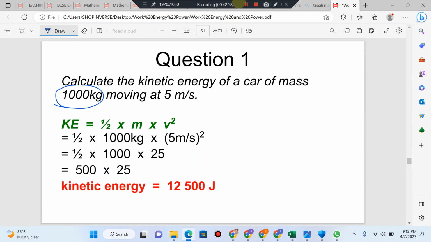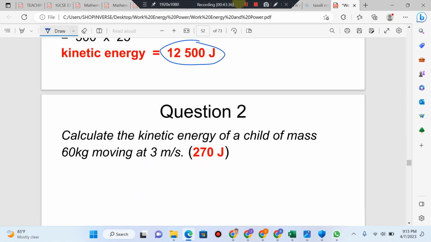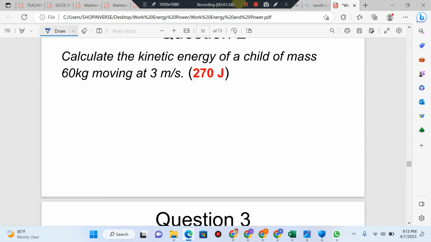Calculate the kinetic energy of a car of mass 1000 kilogram moving at 5 meters per second. The first thing you do, you write the formula, then you substitute. You have half times mass, which is 1000, times 5. Take note that the velocity must be squared. That's why we're writing it as 5 squared. When you do 5 squared, you get 25. So the next line is half times 1000 times 25. If you multiply, you get 12,500 joules as your answer.